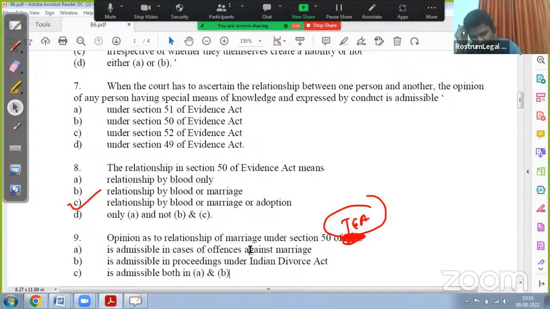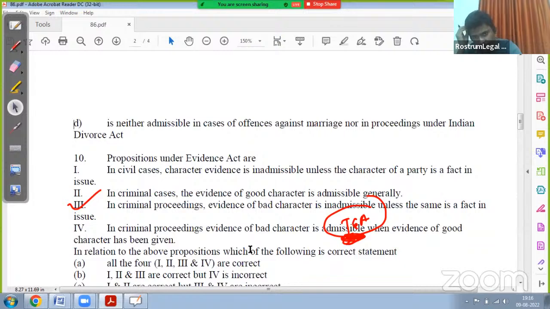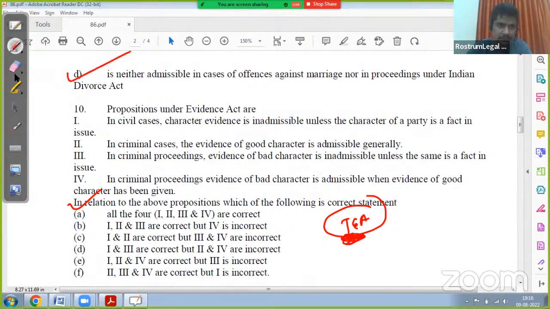Opinion as to relationship of marriage under section 50 is admissible under Indian Marriage Act, under Indian Divorce Act, both A and B, and none of the above. That means it is neither admissible in the case of marriage nor admissible in the case of death. What should be the correct answer? So its correct answer will be your option D.